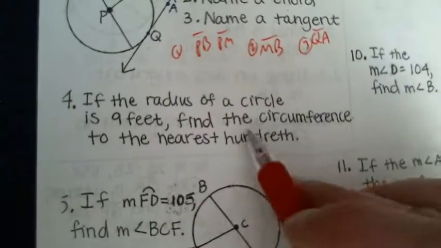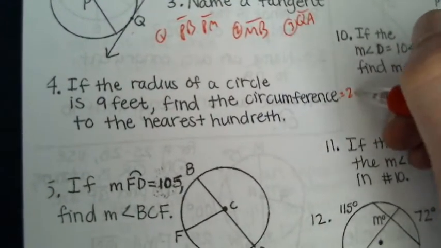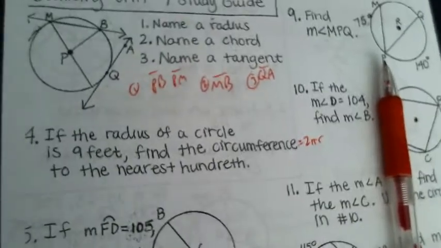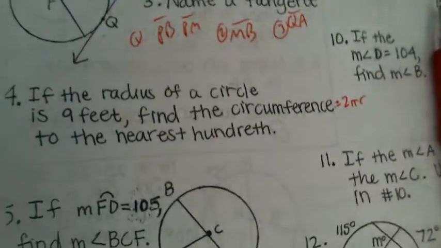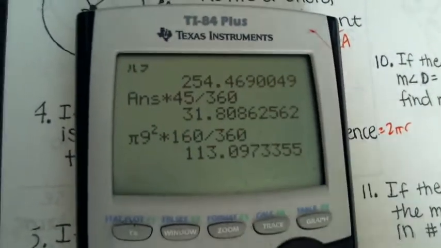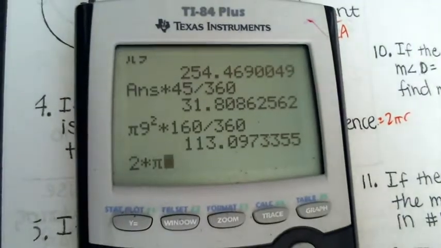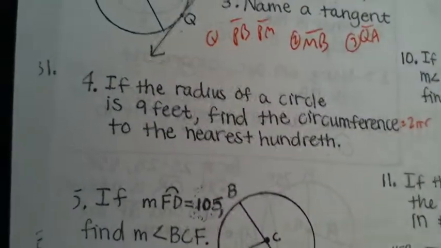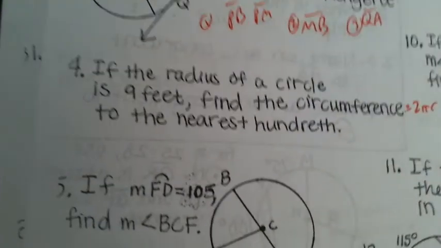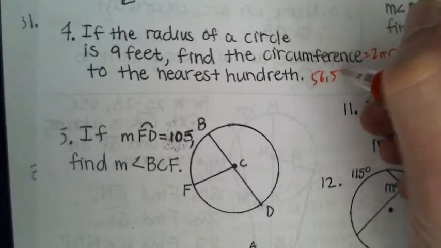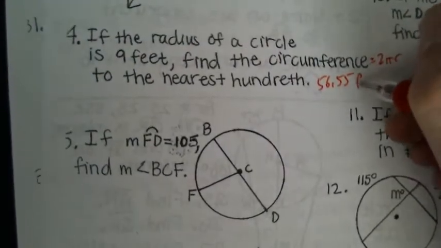The radius of a circle is 9 feet. Find the circumference. Circumference equals 2 pi r. And so that would be 2 times pi times 9. 56.54. Oh, so the nearest hundredth. 56.55 feet.